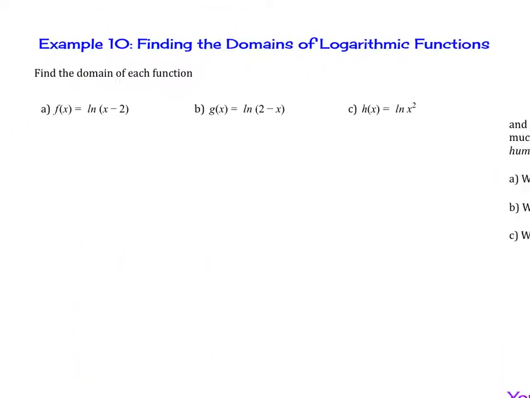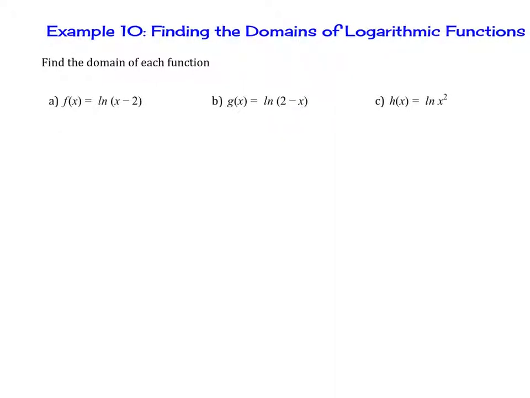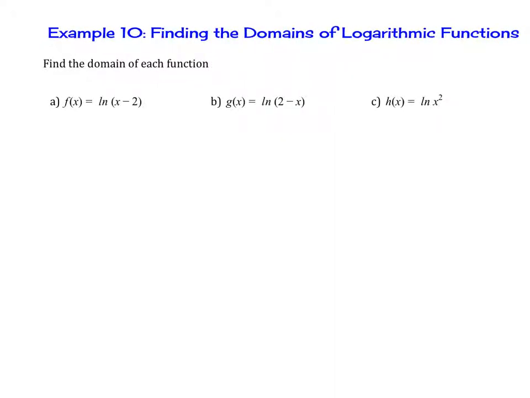So let's look at finding the domains of logarithmic functions, and for now we're focusing on the natural log. So for letter A, we have f of x equals natural log of x minus 2. So we know it's shifted to the right 2, and so our domain, therefore, is going to be 2 to infinity, right? It's not going to hit that asymptote. We just shifted the vertical asymptote to the right 2, and so it's 2 to infinity.